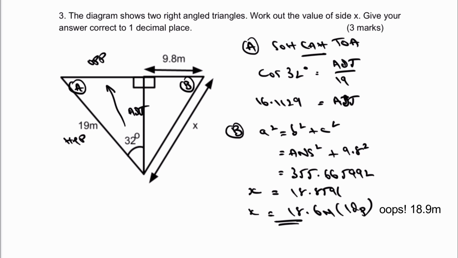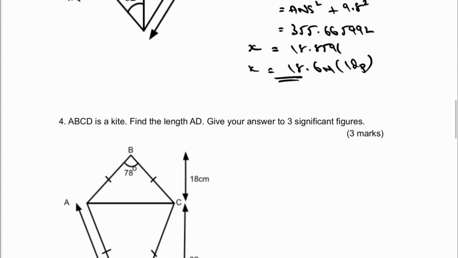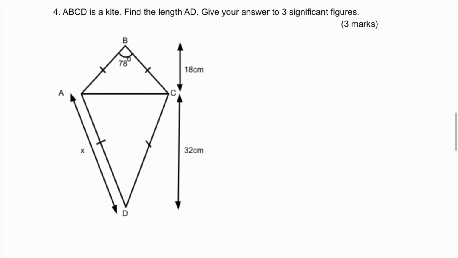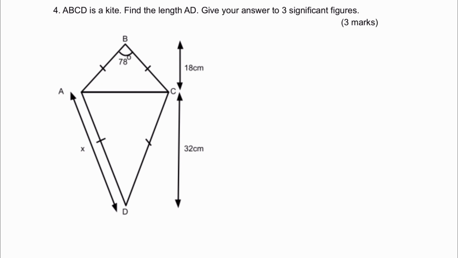Okay, hopefully that's okay for you. Please do stop the video, have a go at each of these questions and compare your solutions. So let's have a look at number 4. Well, number 4 is a kite. Okay, well, what a kite tells us is that we basically have two isosceles triangles.